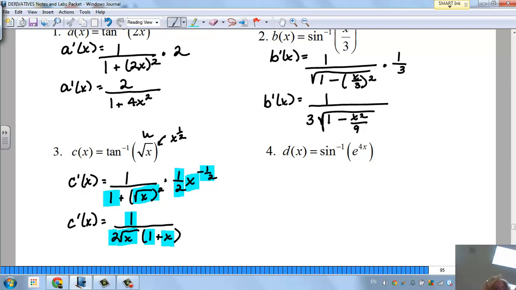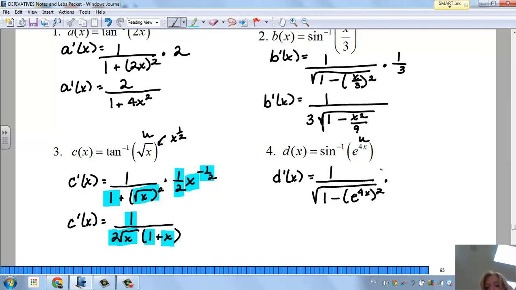Alright, now I have d of x is going to be inverse sine of e to the 4x. So I look at this, and this is my u. So d prime of x is going to be 1 over the radical of 1 minus u squared, so it's going to be e to the 4x squared, times the derivative of the inside, which is going to be this e to the 4x. So I'm going to rewrite it, times the derivative of the top, so e to the 4x times 4.